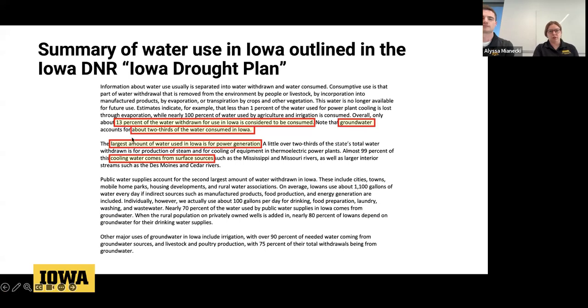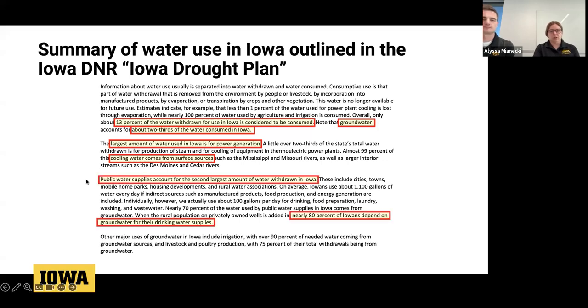By and large, the largest amount of water used in Iowa is for power generation. So they use it for the production of steam and for just cooling equipment in power plants. And most of that water comes from surface water sources in the big rivers like Mississippi, Missouri, and then also the Cedar River, Iowa River.